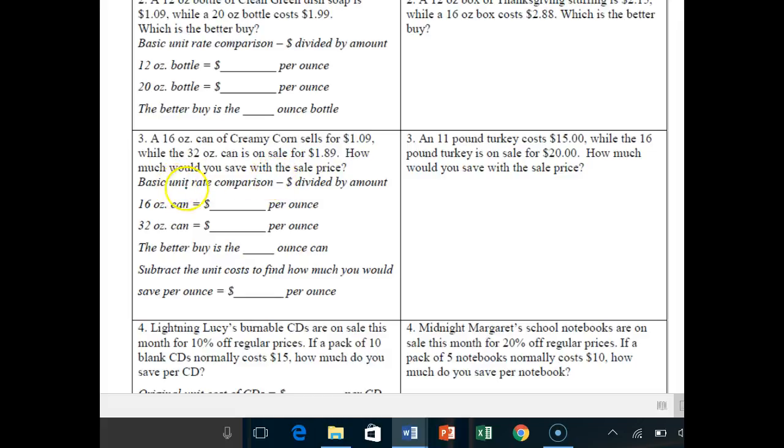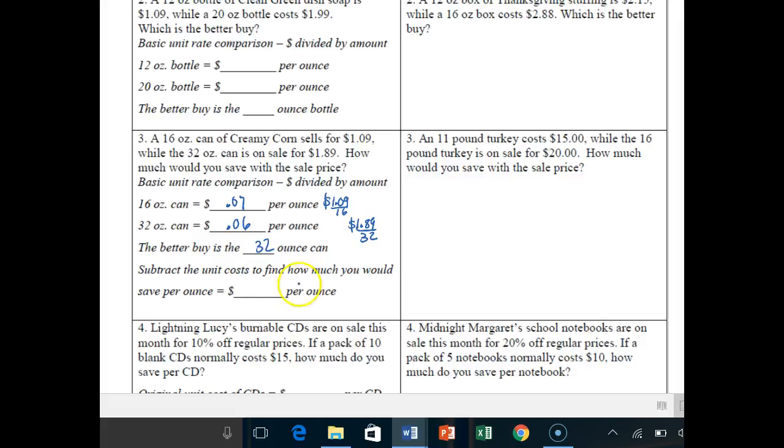So basic unit rate comparison divided by dollar amount. So here we go. 1.09 divided by 16, and then 1.89 divided by 32. So we have 1.09 divided by 16, which is about 0.068, so about 0.07 dollars per ounce for the 16-ounce, and then 1.89 divided by 32, which is about 0.059, which is about 0.06. So the better buy is obviously the 32-ounce can.